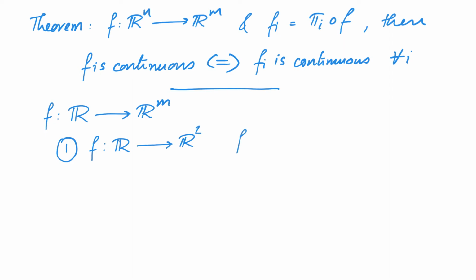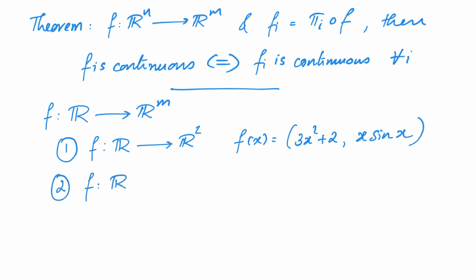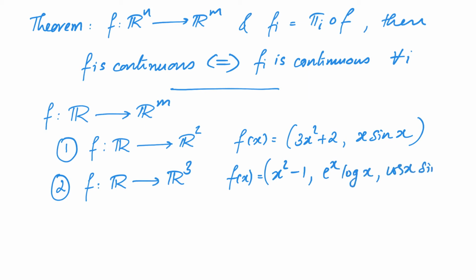So to begin with, let us look at an example of a function from R to R2 defined as f of x is equal to 3x square plus 2 comma x into sine x. As 3x square plus 2 and x sine x are both continuous, this function is continuous. Another example from R to R3 can be given by f of x is equal to x square minus 1 comma e^x log x comma cos x into sin x. Once again, as all the component functions are continuous, this function is continuous.